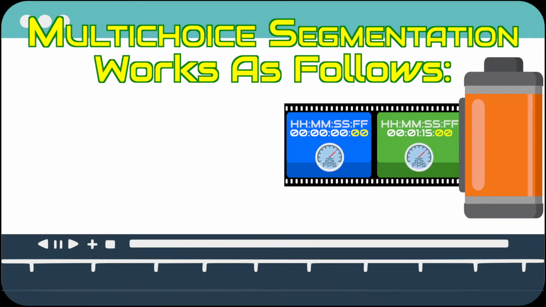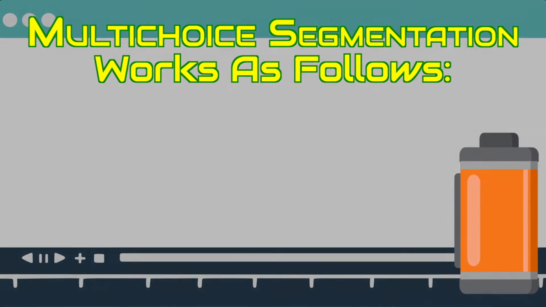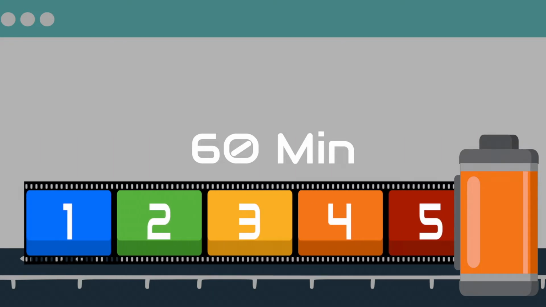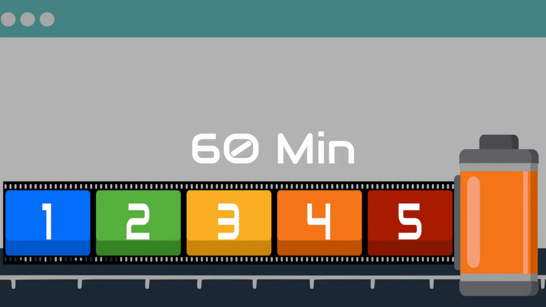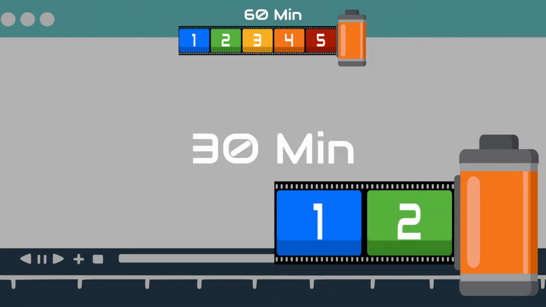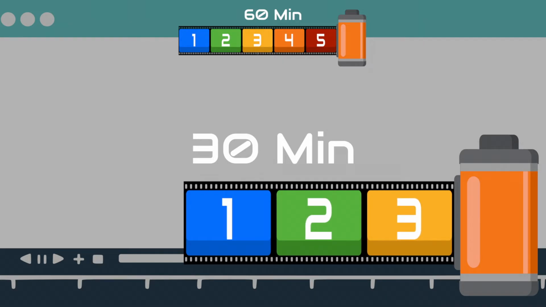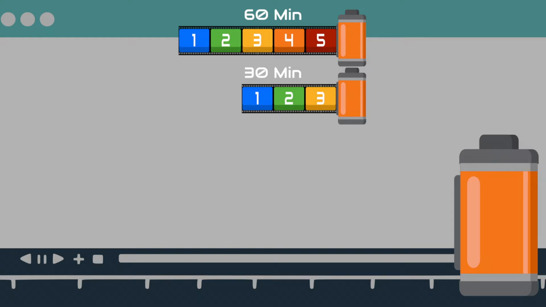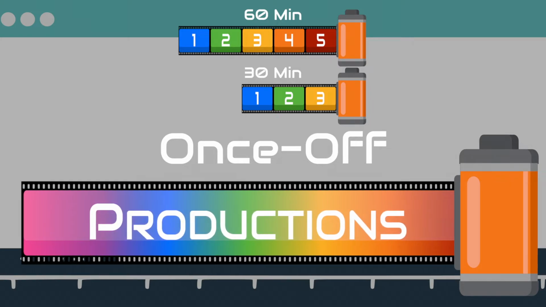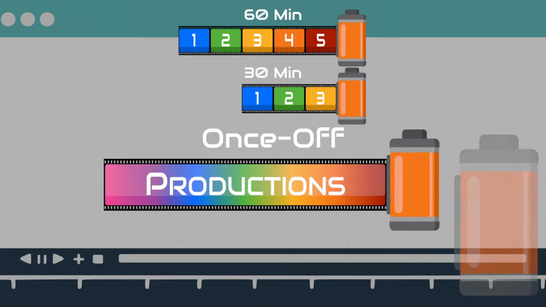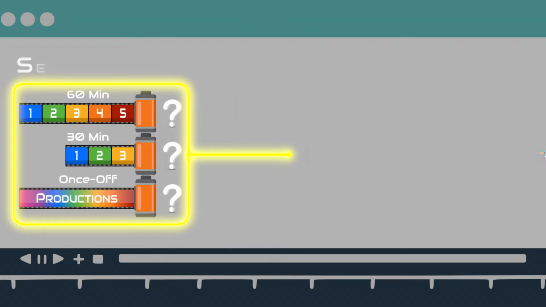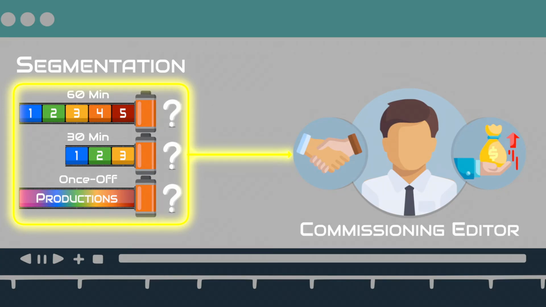Typical MultiChoice segmentation works as follows. A production using a 60-minute time slot normally has 5 segments. A production using a 30-minute time slot normally has 3 segments. Movies and once-off documentary films, music shows, and once-off features normally have 1 segment. Check with your commissioning editor about the specific segmentation required for your production.